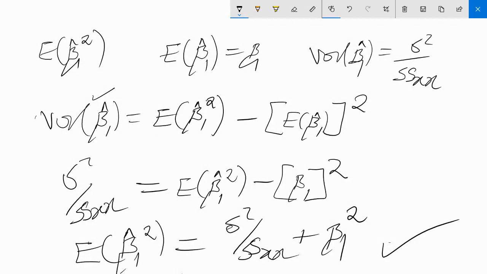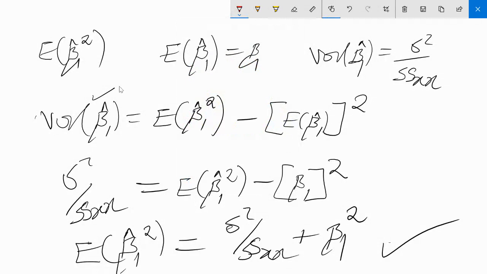Is there anyone who does not understand that part? Sir, the variance of beta 1 hat is equal to the expected value of beta 1 hat squared, right? Minus, I don't understand. You see the second formula, the second line. This, all right. I thought you were talking about this. Now I get you. Proceed.